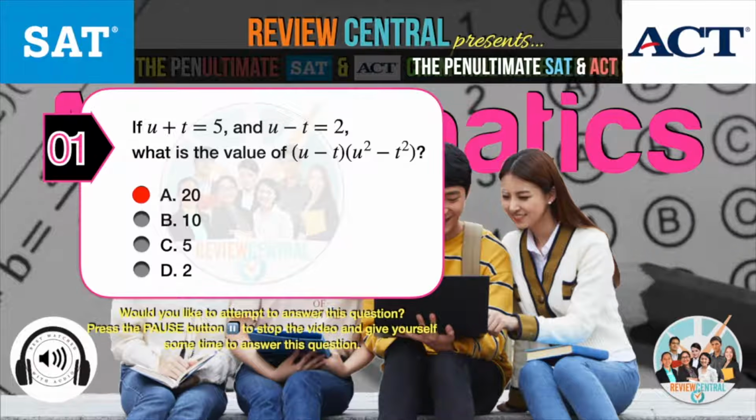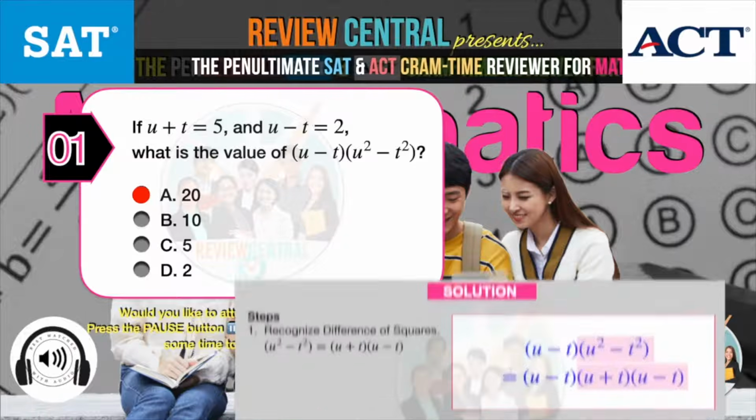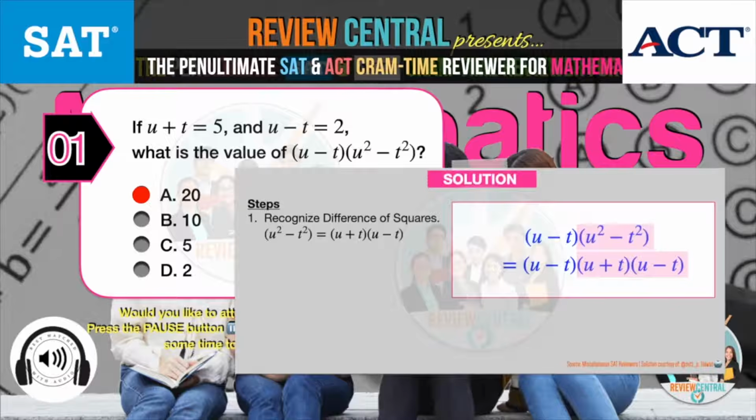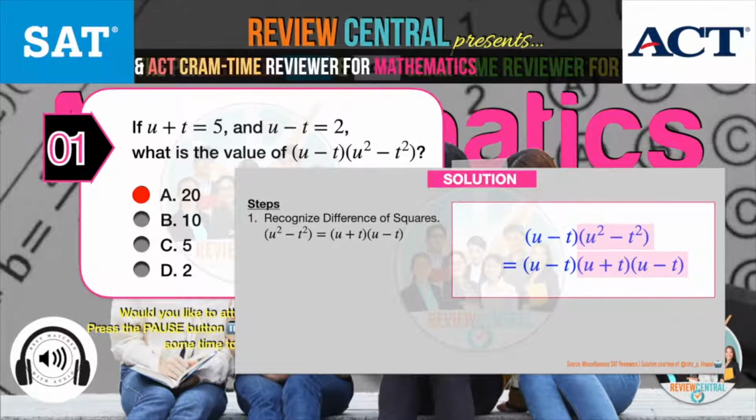The tendency of most test takers is to add the equations, u plus t equals 5, and u minus t equals 2, to first solve for u and then solve for t. A better and much faster solution is to first recognize that u squared minus t squared is what is known as the difference of squares, which is equal to u plus t, multiplied by u minus t.